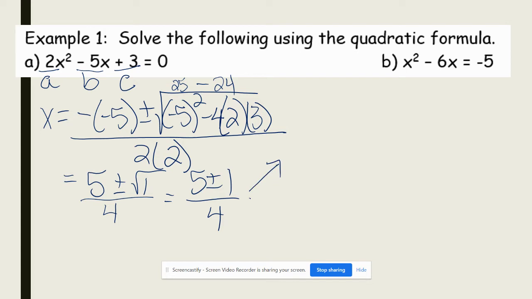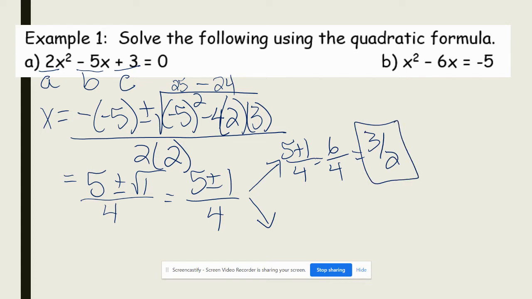And so we can do this math since I no longer have a radical here. We have 5 plus 1 divided by 4, which is 6/4, or 3/2 as one of our x values. That's our root and x-intercept, our zero solution. And then the other math that we would do is the 5 minus 1 over 4, which is 4/4, or 1. So 3/2 and 1 are my two answers.